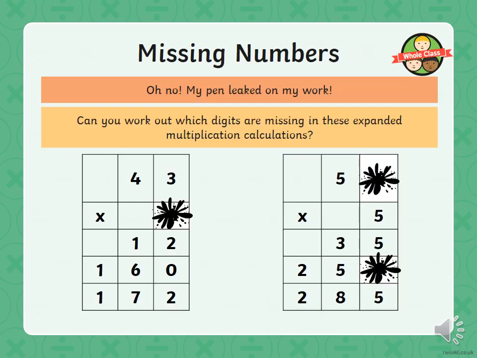Okay, so let's try some of these missing numbers. Oh no, my pen's leaked on my work. Can you work out which digits are missing in this expanded multiplication calculation? So let's have a look at the first one. 43 times something equals 172. So who remembers what the first step was? What do we multiply together? Well done. We multiplied the ones.